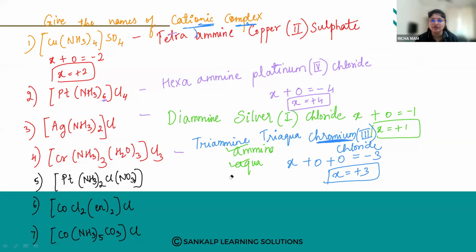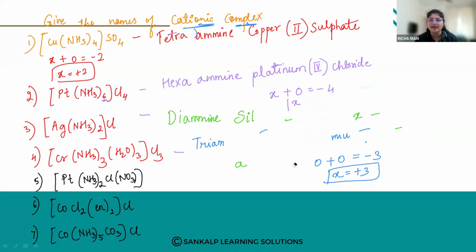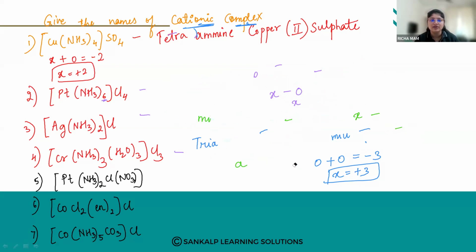So we have seen 1, 2, 3, 4. Yeah, 4. Let me clear this. So it is triammine, triaqua, chromium(III) chloride. Fine. Let us go for the next one.